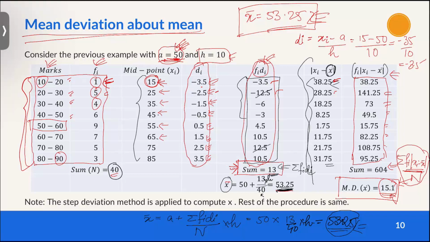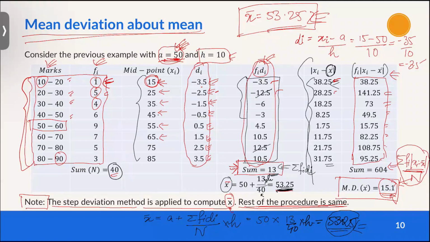15.15. Now I have given a note here which is important. It says that the step deviation method is applied to calculate x bar. The rest of the procedure is the same. So only to calculate x bar this method is used. Okay. The other procedure is same. Whatever we did in the earlier slide where we calculated the mean deviation for continuous frequency distribution, we are doing the same. Only to calculate the mean x bar, this step deviation method is used. Actually, it helps to calculate the mean. It simplifies the process of calculating the mean.